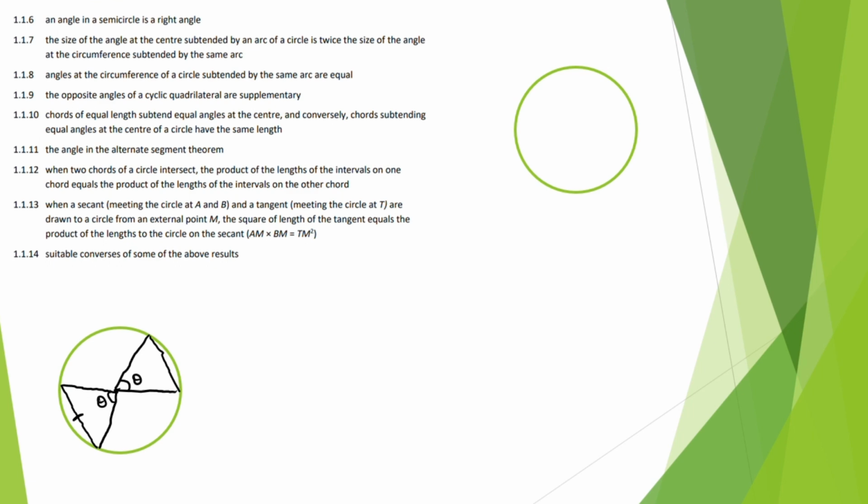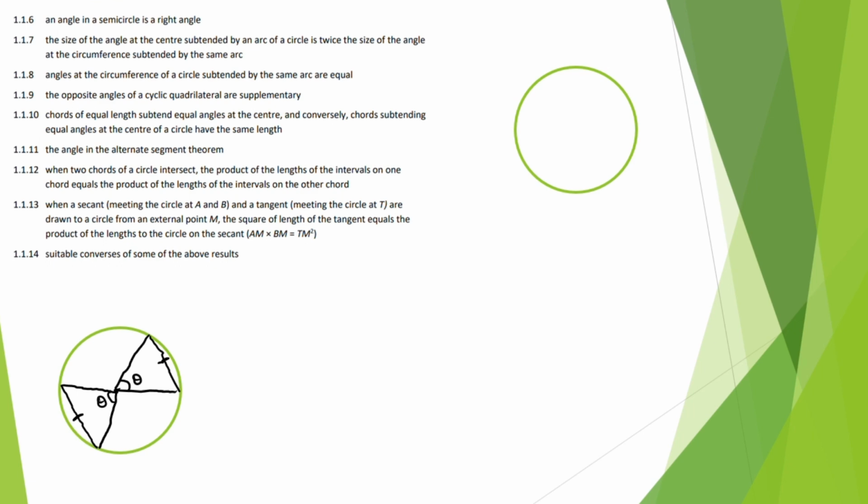Okay, so if this chord here and this chord are the same length, then the angles at the center are equal. And conversely, if the angles at the center are equal, that means that the chords subtending them are of equal length. And by extension as well, if the arcs are of the same length, then the angles at the center will also be equal.